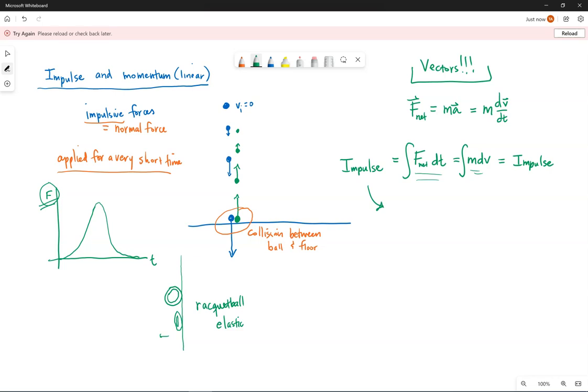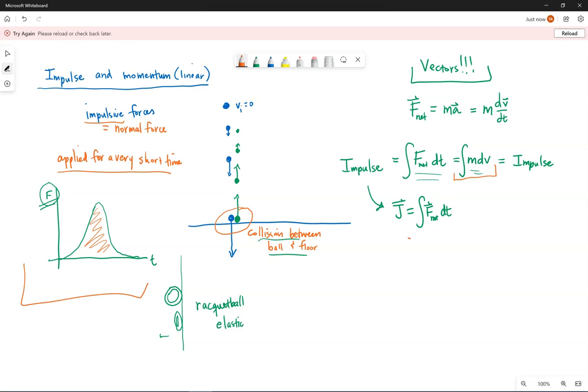The symbol our author uses for impulse is a capital J. Why? I don't know. So we can calculate impulse by integrating the force that is acting in that small time frame, like with the ball bouncing off the floor, the force that the floor is exerting over the time it is exerting it, which if we go back to the graph over here on the left, that would represent the area under this curve. That is one way to calculate the impulse.